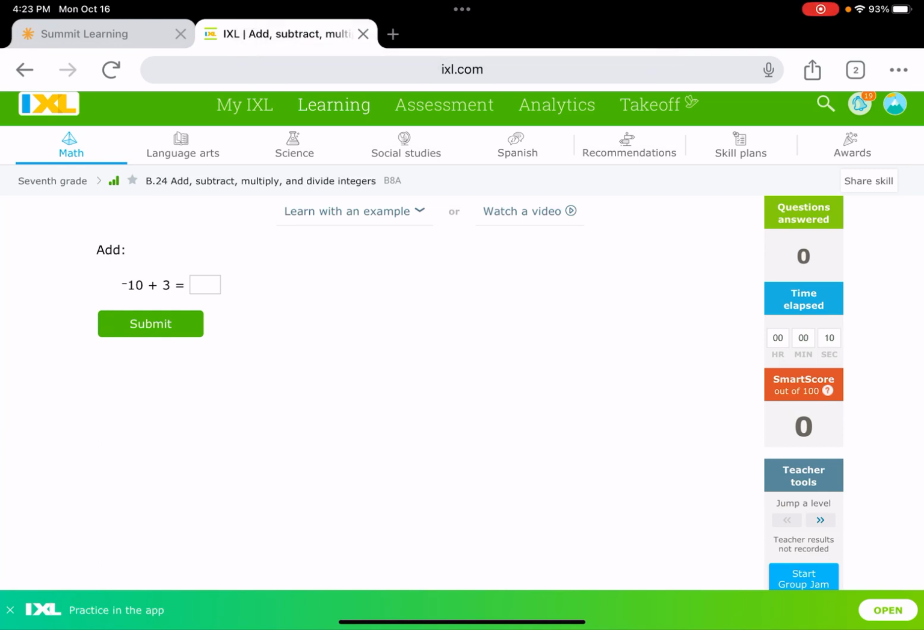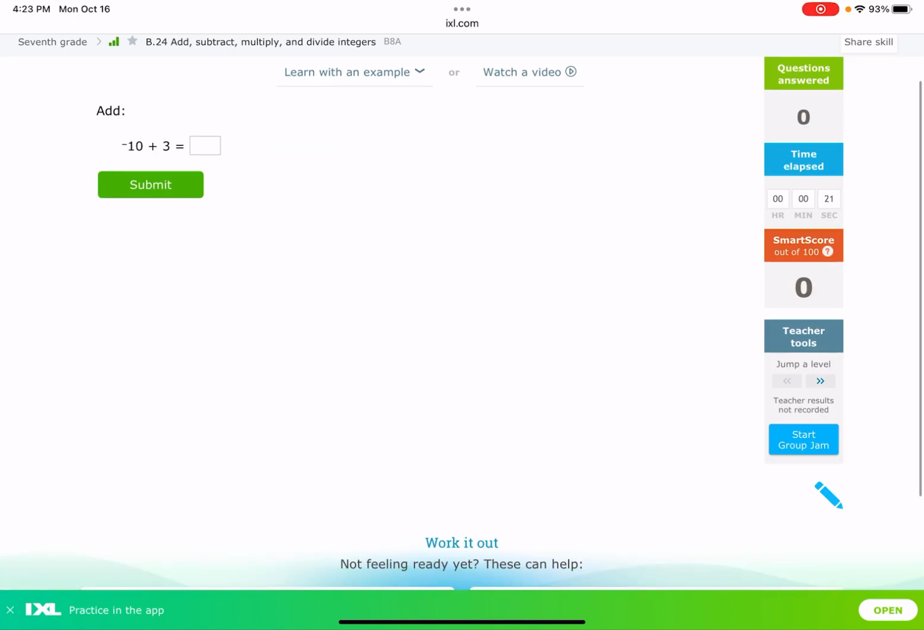All right, we're going to go over how to add, subtract, multiply, and divide integers. So let's go ahead and get started. We're going to go through quite a few of these questions. So the first one is negative 10 plus 3. So let's look at negative 10 plus positive 3.